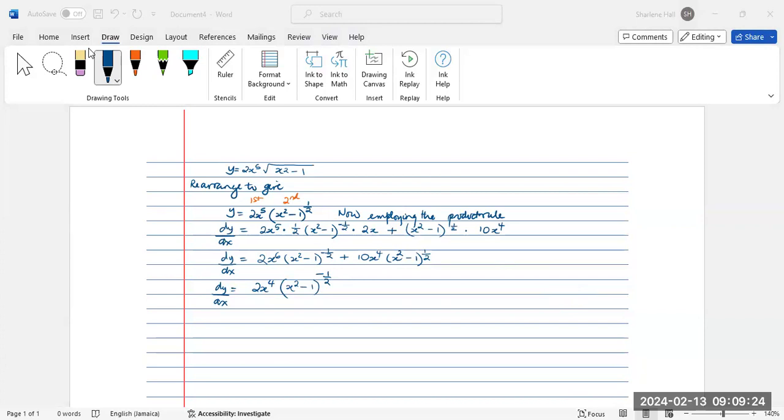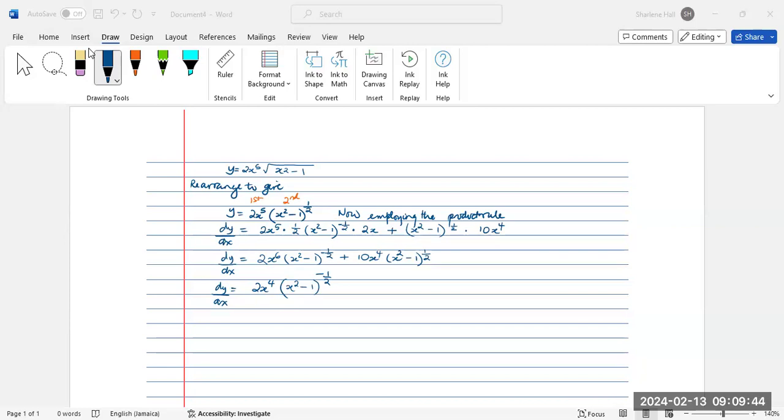Do you agree with me? Do you see where I'm coming from? Yes, sir. It is always the smaller of the two that we take out. So we can't take out x to the 6 because x to the 6 is bigger than x to the 4th. So we have to take out x to the 4th.